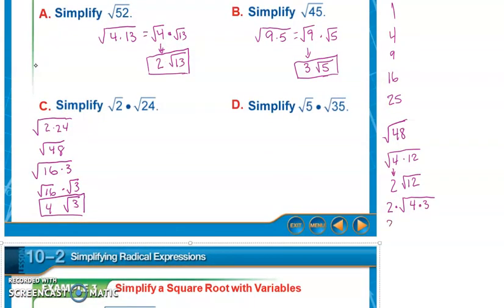So this is 2 times the square root of 4 times the square root of 3, which is 2 times 2 times the square root of 3. The 2, there was already a 2 out here. You pulled out a 2 from the square root of 4, so you have to put those back together. So this is 4 square roots of 3.